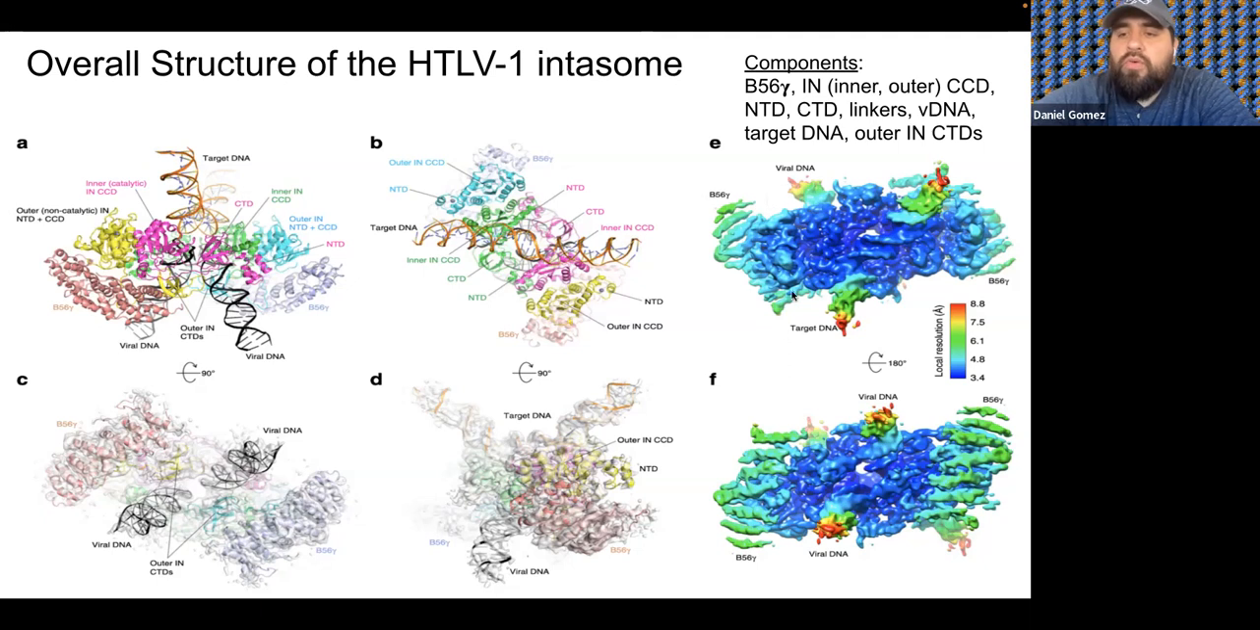E and F are local resolution in angstroms. This is a map showing the local resolutions. So most of it is in 3.4 in blue, 3.4 angstroms, and then a little bit in green, which is 6.1, and then some of the DNA, the outer part, is at 8.8 angstroms. But there's not much at that resolution. But then if you rotate that 180 degrees, you can see the viral DNA more clearly there.